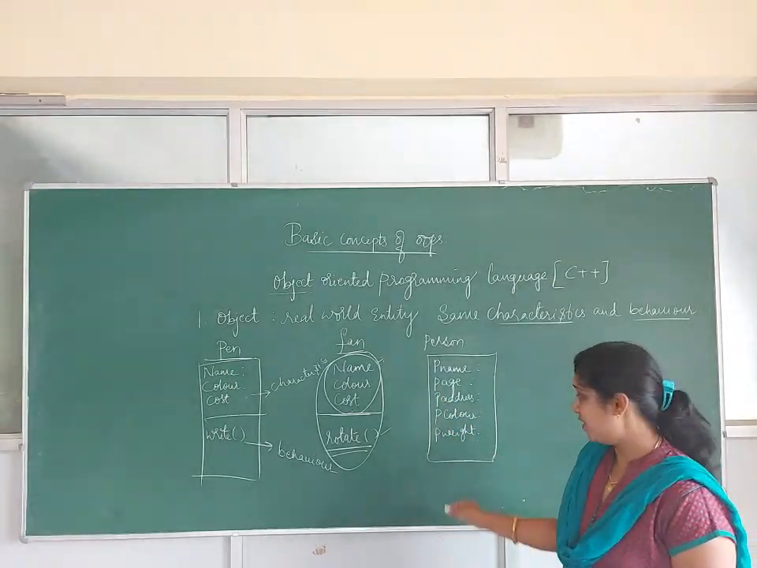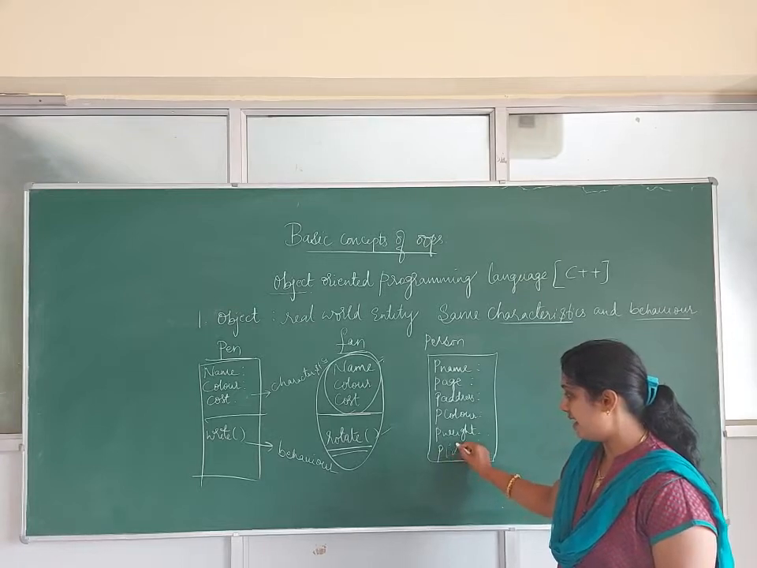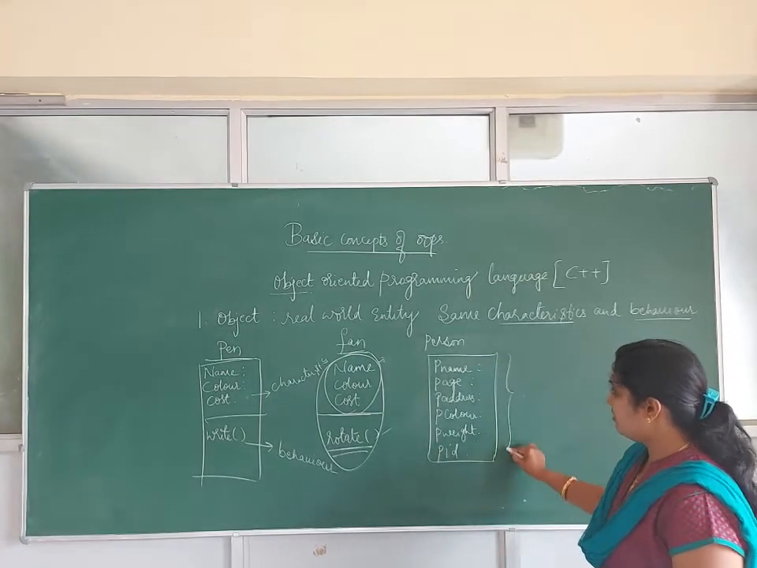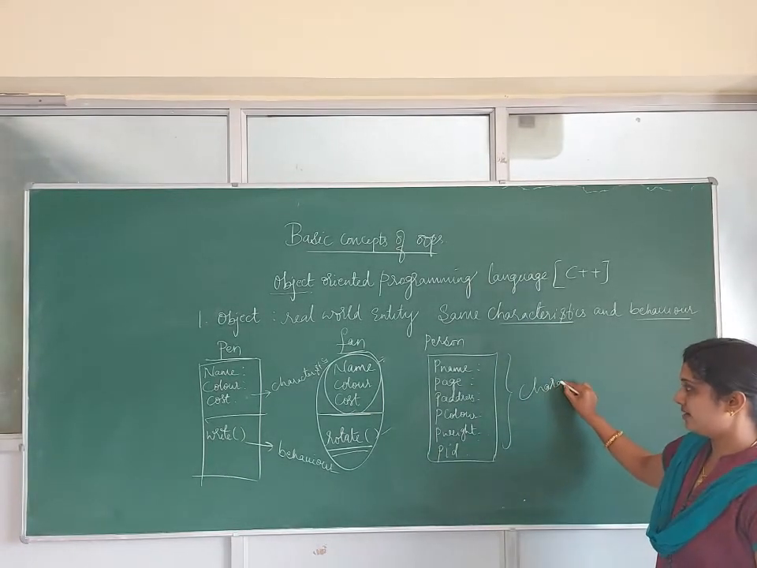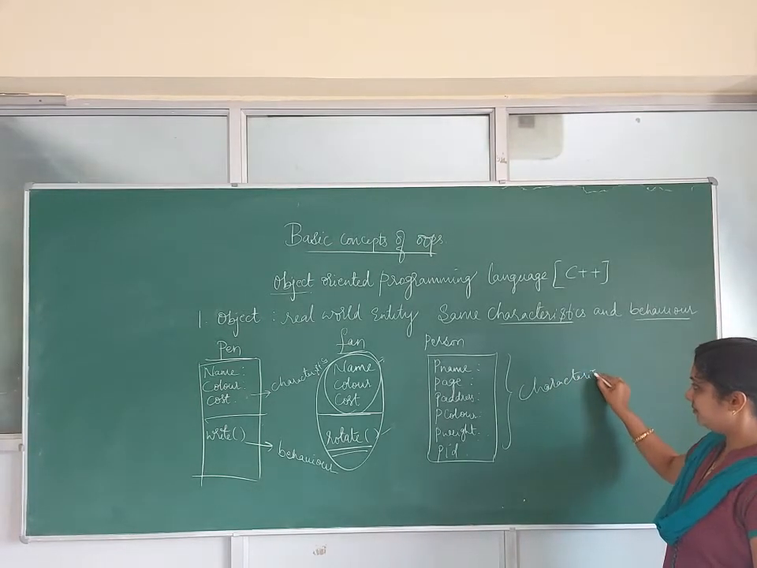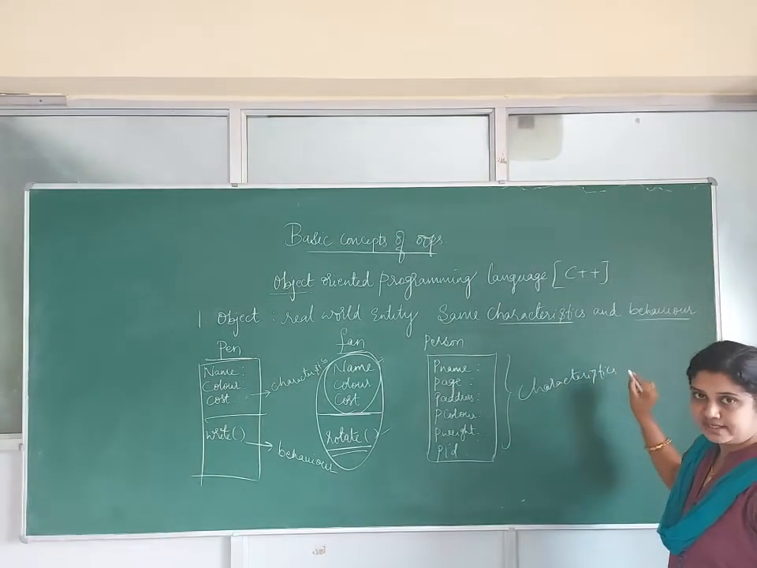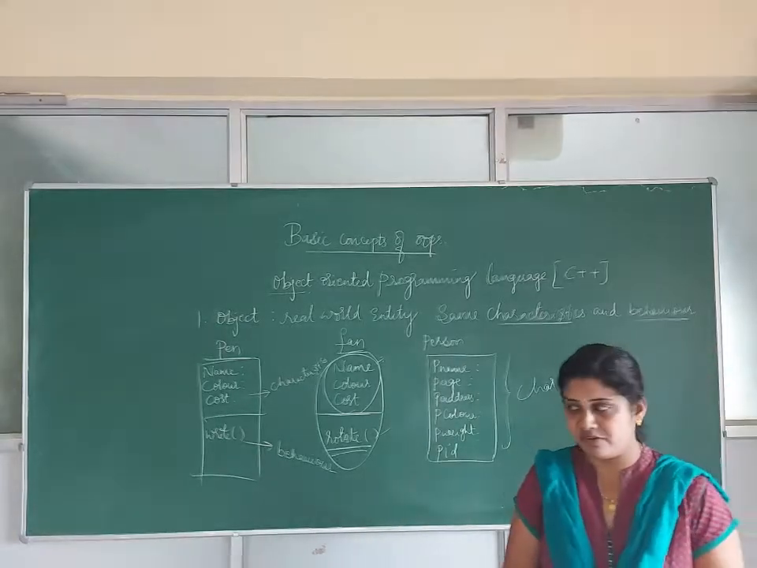If he is having an ID, you can also consider person ID. Okay, everything here comes under characteristics. So what is the behavior of a person?